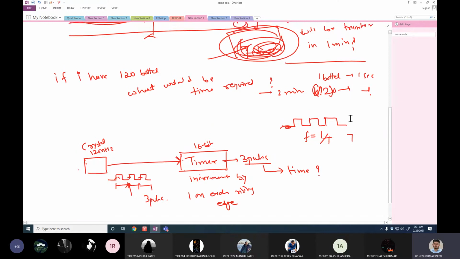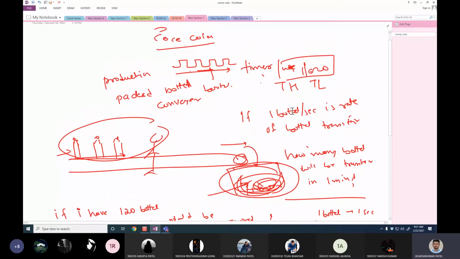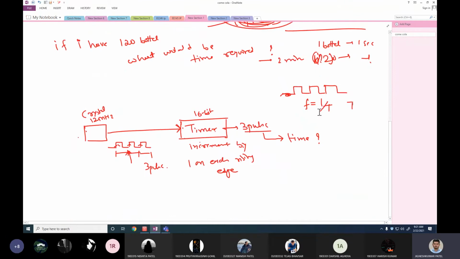See here also, this 1 bottle per second, what was that? That was frequency, because we are delivering something per second. So that's my frequency. Same way here I have my frequency. Let us say that frequency is 1 megahertz. So I'm going to change this to 1 megahertz. Let's say my frequency is 1 megahertz. So what can I find out? I can find out T.